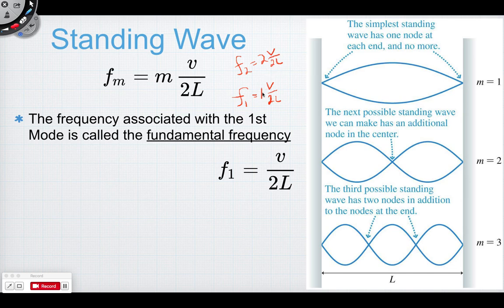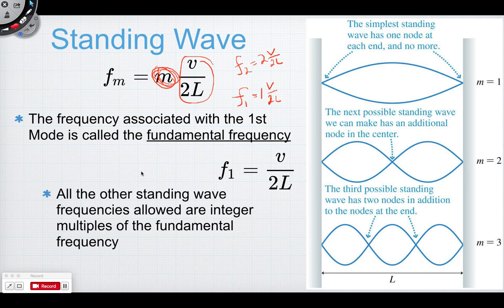How are these related? Well, this one is twice as much because the mode number is just multiplying, while these are staying the same. So all that's happening is this mode number changes. If I notice that, then all other standing wave frequencies are integer multiples of the fundamental. So if the fundamental frequency is 20 hertz, then this one must be 40 hertz, this one must be 60 hertz, this one must be 80 hertz, and so on. You just multiply by the mode number.